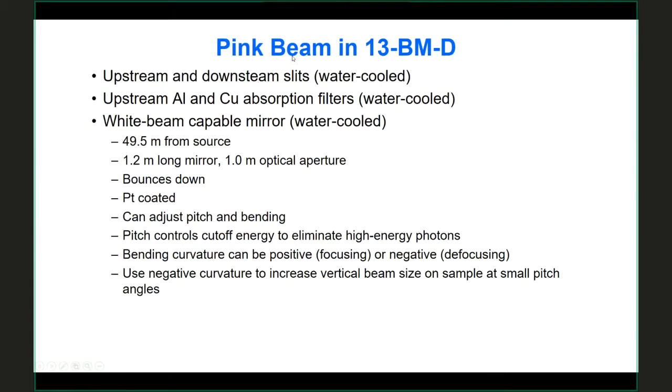So when we run in pink beam in BMD, as we are today, we've got some slits upstream and downstream that are water cooled because there's a lot of power in this beam. We've got some absorption filters that are also water cooled, and those can be used to get rid of some of the low energy photons. And then we've got this mirror, which is 1.2 meters long. About a meter of it is good optical quality. It bounces the beam down. It's platinum coated, and we can adjust the pitch, the angle, for where the energy cutoff is, and bend it to control whether it focuses or defocuses.